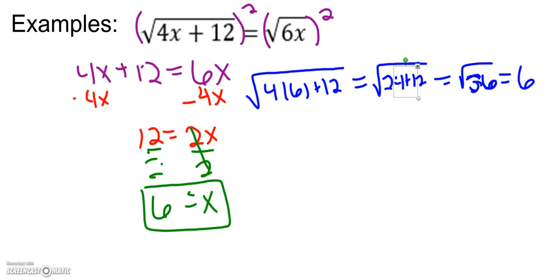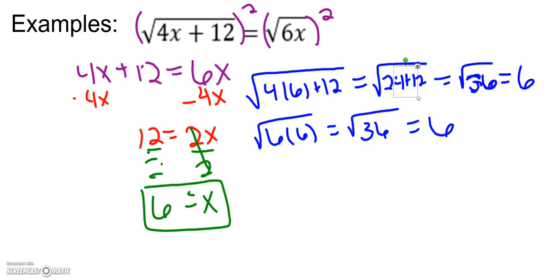Now let's check the other side. So square root of 6 times 6, square root of 36, which equals 6. So since they both equal 6, we're good. So x equals 6 is our answer.